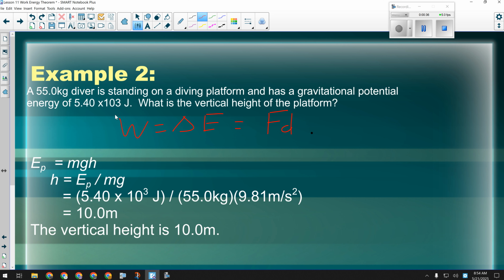And then at the end of the day yesterday, we talked about gravitational potential energy. Your gravitational potential energy, your potential to do work due to your position, is related to the mass of the object, the gravitational acceleration, on Earth that's 9.81 meters per second squared, and the position or height of the object. Those three things affect your gravitational potential energy. Everybody all right with that?